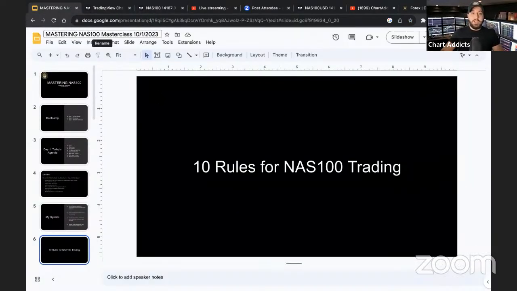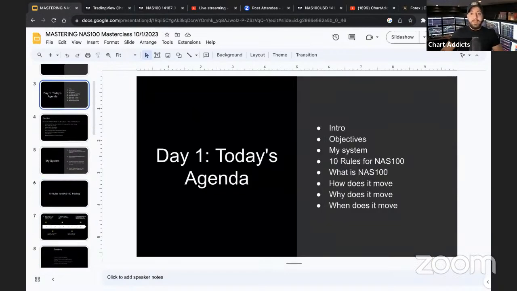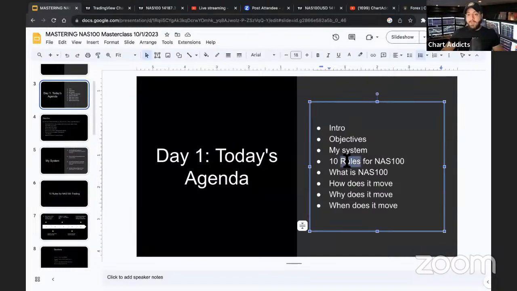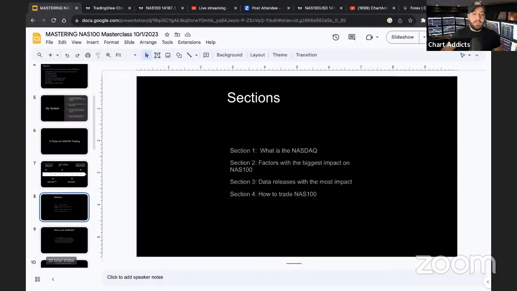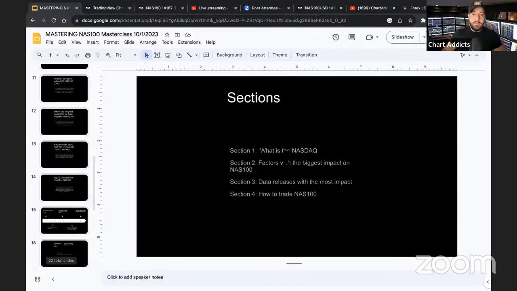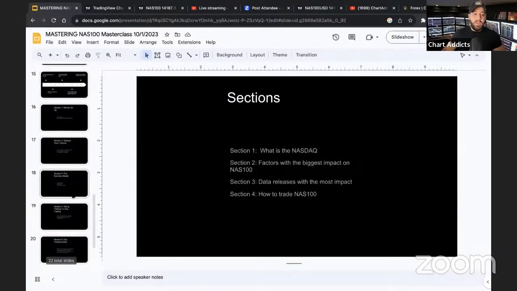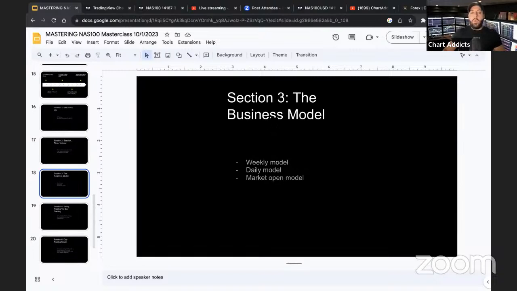Just judging by this, the slight agenda, we're going to be talking about my 10 rules for day trading NAS. These are things that I've put together over years of making mistakes and having successes. I'll give you guys my system, what NAS is, how does it move, why does it move, and when does it move. My 10 rules for day trading NAS, as well as some of the things that have the biggest impact, how to day trade it, et cetera. I will walk through the business model of how the markets take money from you.